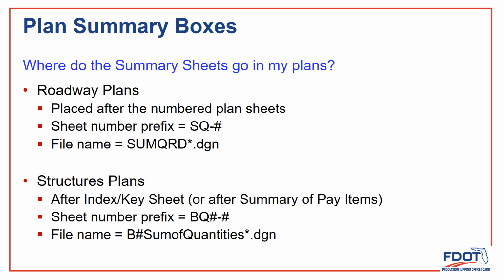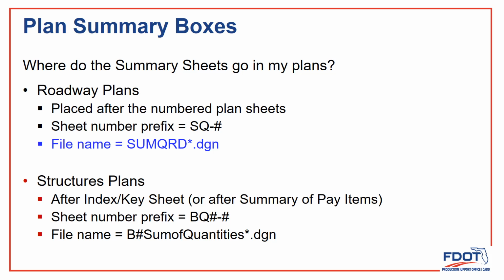Roadway and structure summaries go on the Summary of Quantities sheets, and that's what we'll focus on in this module. The roadway Summary of Quantities sheets go in the plan set following the numbered plan sheets, and each sheet will be numbered with an SQ prefix. The file name for the MicroStation drawing file that contains the summaries is SUMQRD*. The star indicates a wildcard where you can add a sequence number 01 or 02 or 03 if you create multiple files.